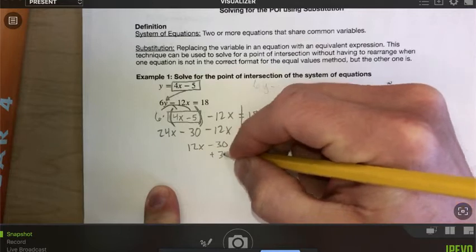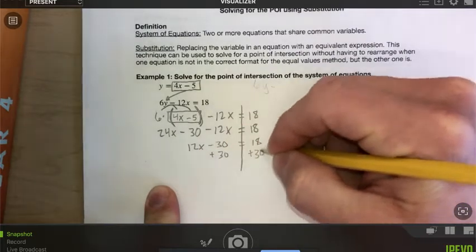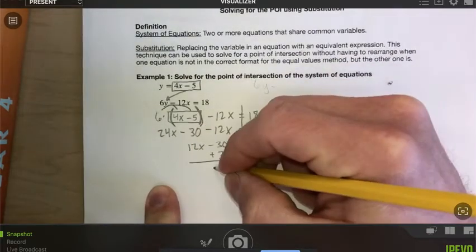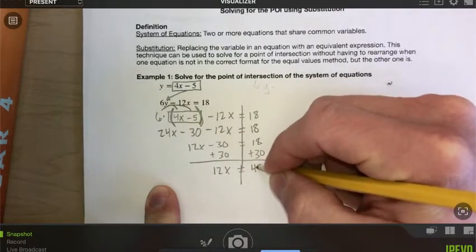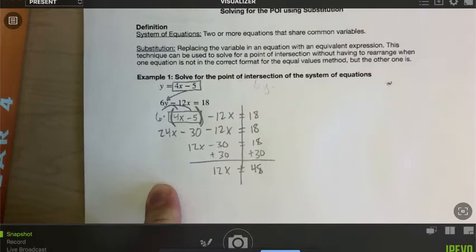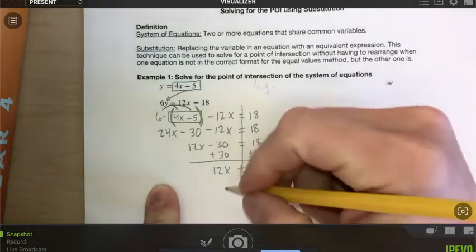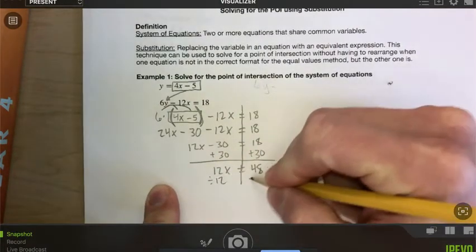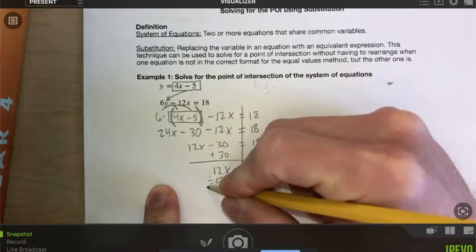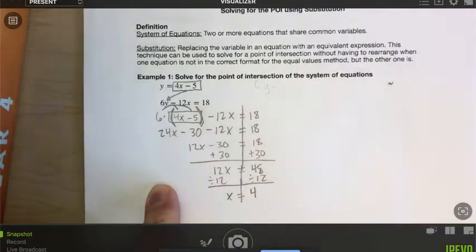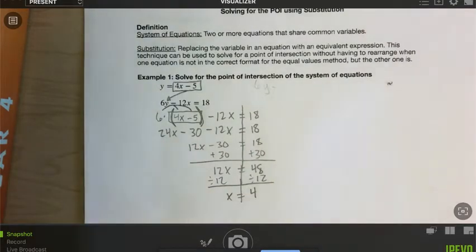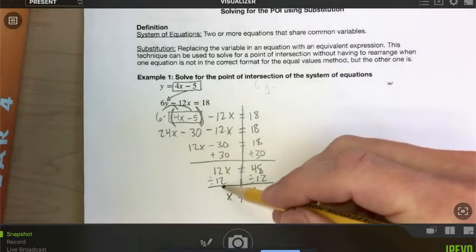I can now add 30 to both sides, and then I'll be left with 12x is equal to 48. And then finally, I can divide both sides by 12, and I'm going to wind up with x is equal to 4. All right.